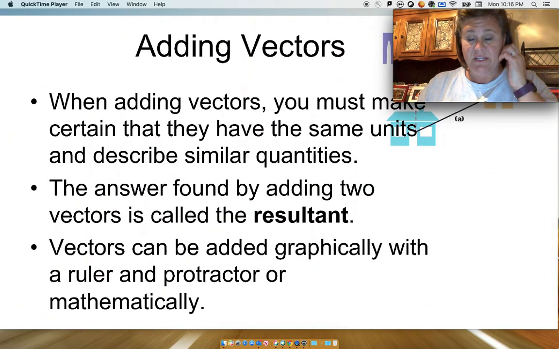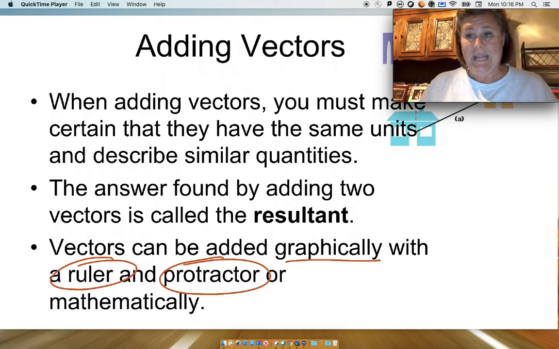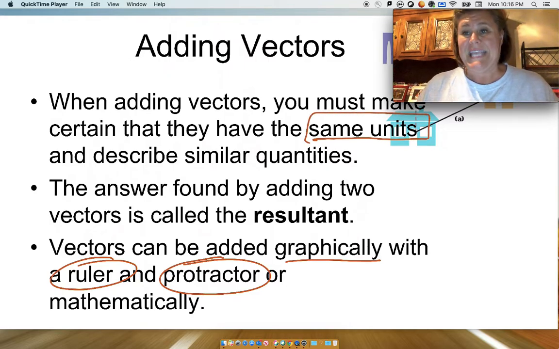When we're adding vectors, we're going to add vectors mathematically and graphically. Right now, we're going to focus on the graphical method of adding vectors. And for the graphical method, you're going to use a ruler and a protractor. So if you have those at home, bring those in, okay? But when adding vectors, you have to make sure that first the vectors have the same units. You can't add a velocity vector in kilometers per hour to a velocity vector that's in meters per second. So you have to make sure that the vectors have the same units.